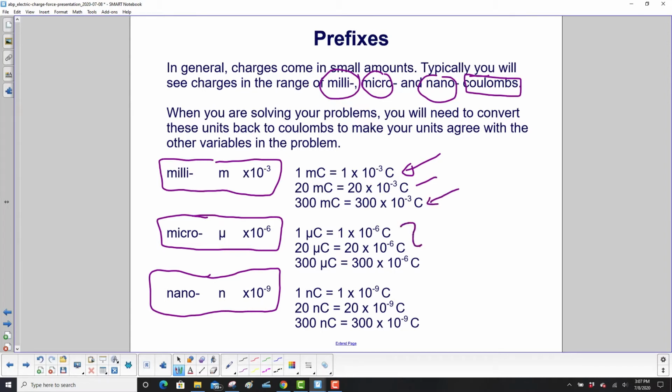For microcoulombs, same deal, except instead of 10 to the minus 3, it's 10 to the minus 6. And then finally we have nanocoulombs, which is going to be 1 times 10 to the minus ninth coulombs when you have 1 nanocoulomb, and 300 nanocoulombs would be 300 times 10 to the minus ninth coulombs.